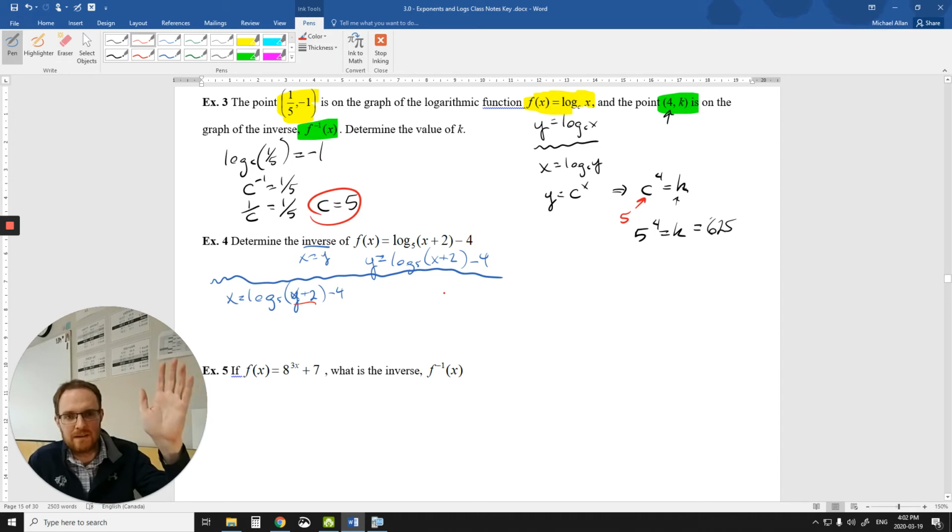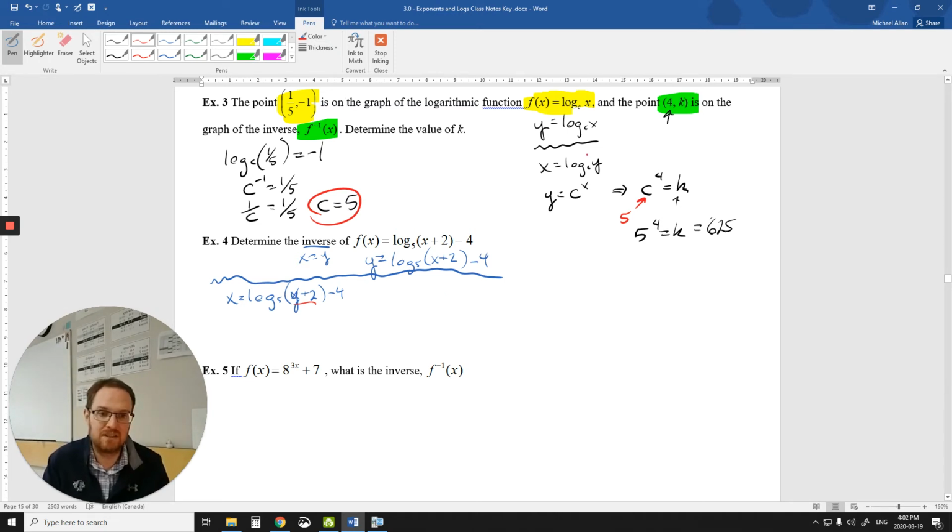If it was 2 to the power of x, I can't just divide the 2 out because it's stuck inside that exponent. It's stuck inside of this operation. So to get it outside the operation, just like we did here, we've got to change it into an exponential form. So we're going to take this and change it to exponential form.